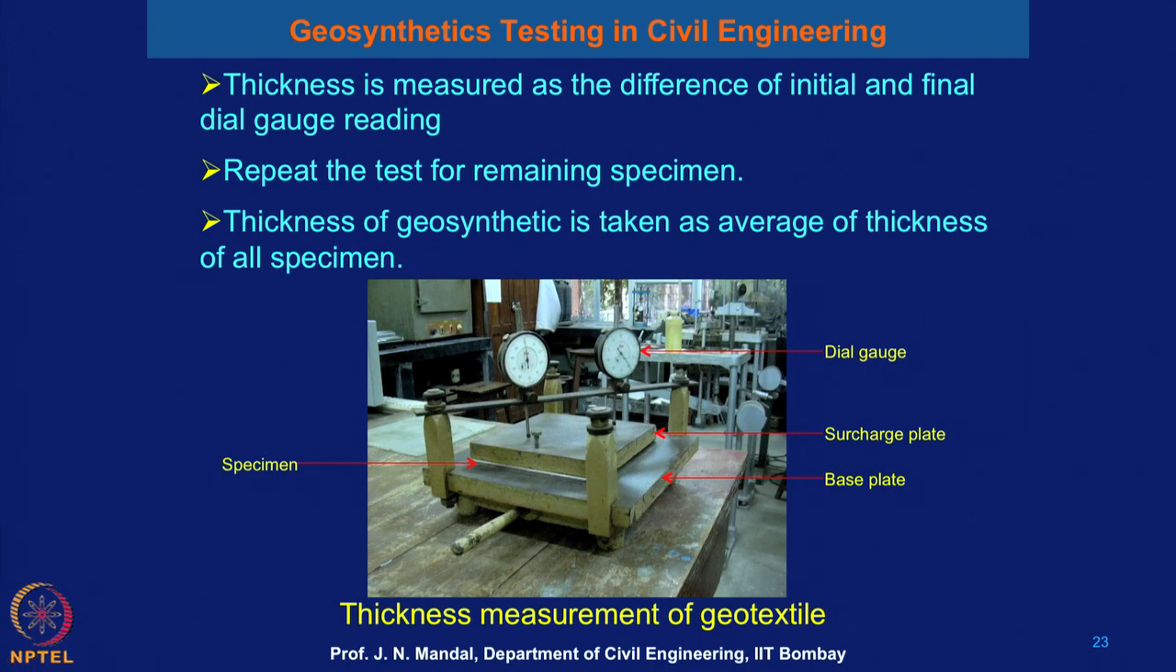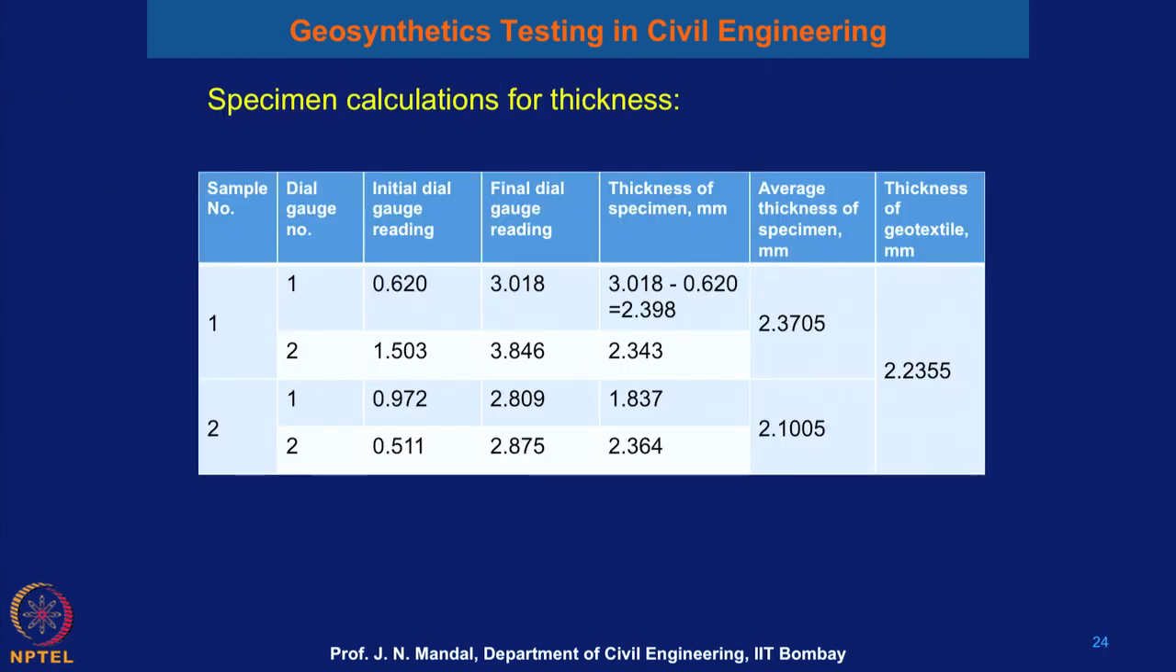Here, as I said, the thickness of the geotextile material is measured with the aid of this equipment. This is the base plate, and this white color is the geotextile material, and this top one is the surcharge plate, and this is the dial reading, and this white one is the geosynthetic specimen. So, you can measure the thickness of the geosynthetic material with the aid of this equipment.